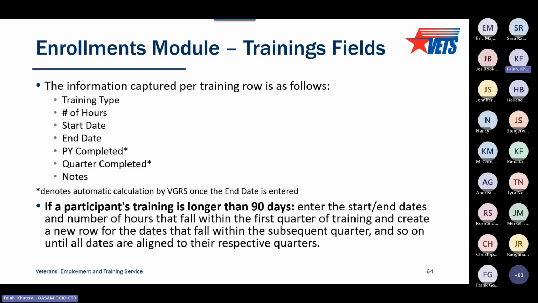Enrollments module, the training fields. The information captured per training row is as follows. We have the training type, number of hours, start date, end date, the program year completed, quarter completed, and notes. If a participant's training is longer than 90 days, enter the start or end dates and number of hours that fall within the first quarter of training and create a new row for the dates that fall within the subsequent quarter, and so on until all dates are aligned to their respective quarters. And we will perform an example of this.